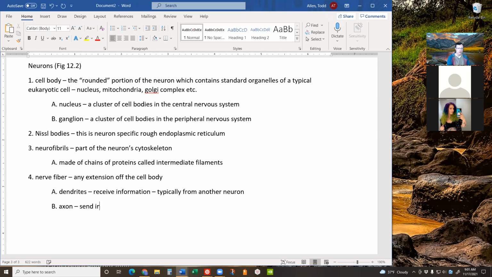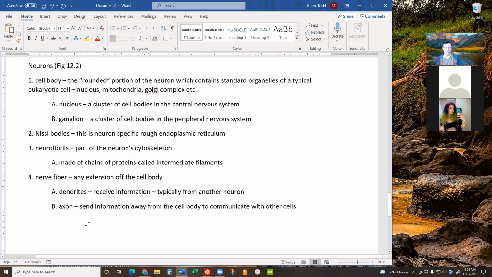So they send information away from the cell body to communicate with other cells. Okay, think about the neuromuscular junction conversation we just had, right? We described it as an axon next to the plasma membrane of the muscle fiber. Well, that axon, if we trace it up, will reach the cell body, correct? So that's what we're talking about here.